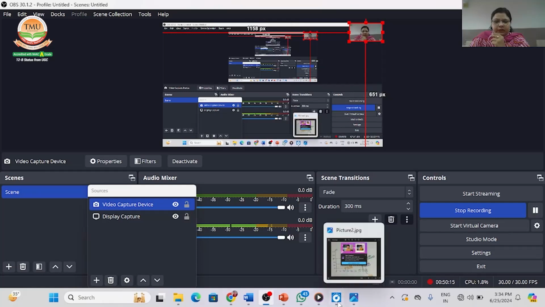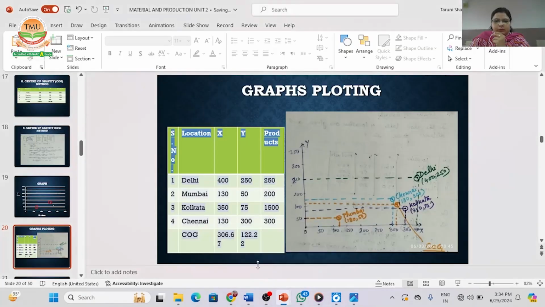So after finding the center of gravity, we will plot it in the graph. First of all, we will plot the overall locations in the graph. As we know, Delhi on the x location is 400 and on the y-axis it is 250. So we will plot it on the x-axis at 400 here and the y-axis at 250. So this is the particular point of Delhi. Next is 130 and 50. So we will find it here only, and same here 350 and 75.